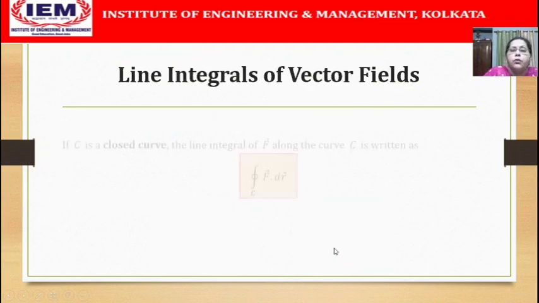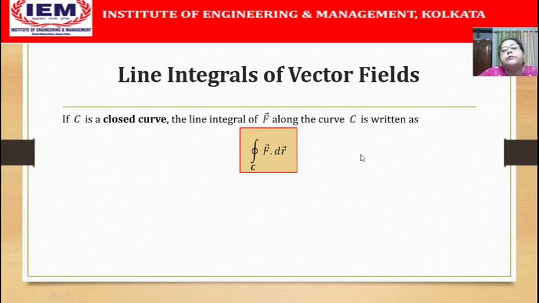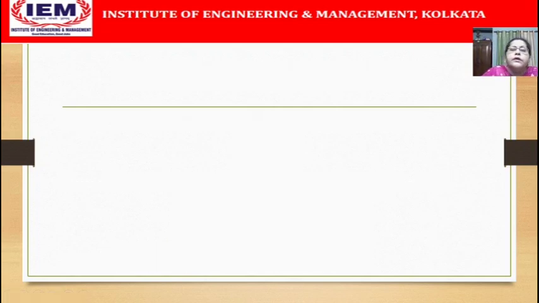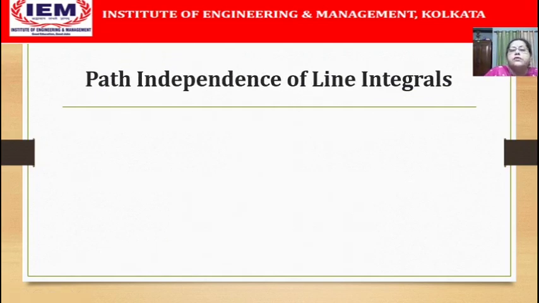If the curve is a closed curve, we know that the endpoint and the starting point coincide, and in this case the line integral is denoted as the closed integral of f dot dr over C, with this notation for a closed curve. Further, in Cartesian coordinates, the line integral of f dot dr over C will be given by the integral of P dx plus Q dy plus R dz over C, where P, Q and R are the components of the vector function f in the x, y and z directions. So, let us now investigate what we mean by path independence of line integrals.